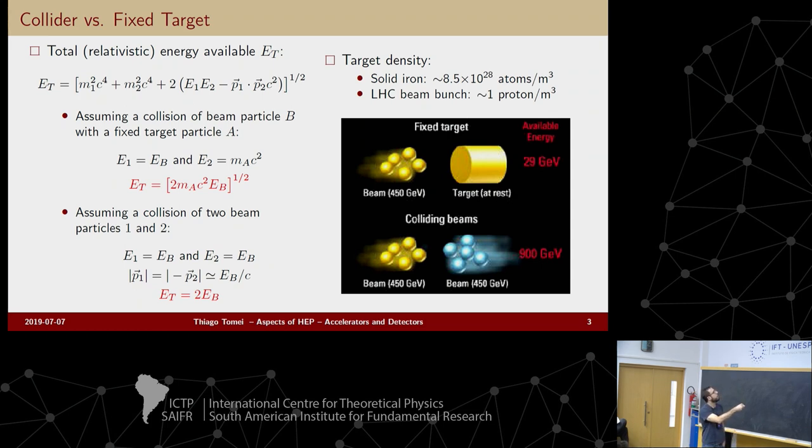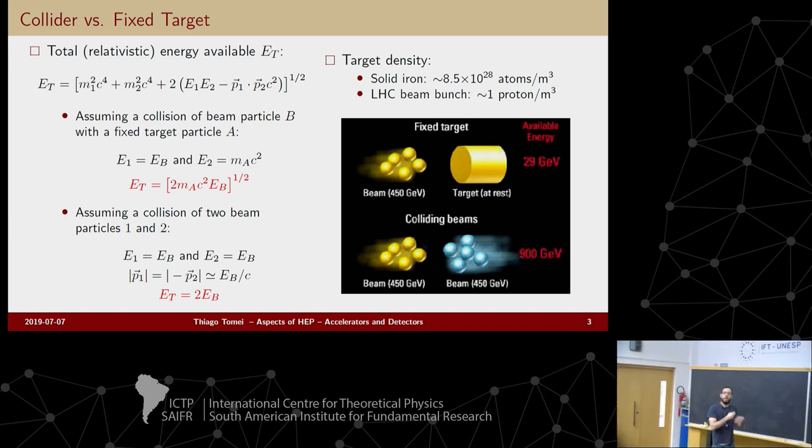If you assume collision of a beam particle with a fixed target, you substitute these numbers and you get that the total energy available is only the square root of the energy of the beam. So here, for instance, if you have something like the Tevatron or the SPS, the beam is at 450 GeV, the target at rest, the available energy is around 30 GeV. On the other hand, if you collide two beam particles, then both of them collide head on in opposite directions, then you have the full energy available. It's just that.